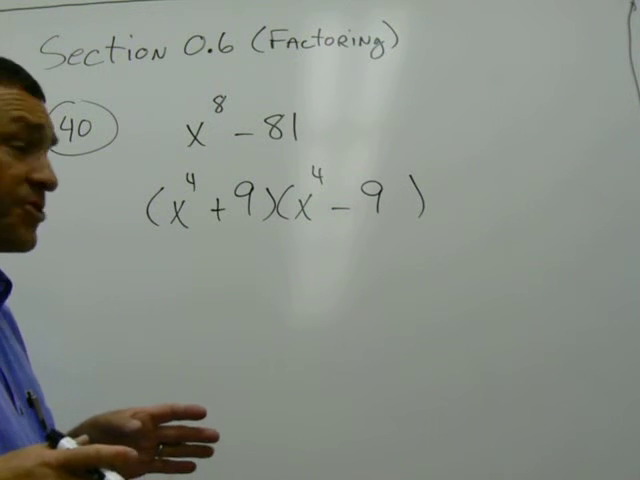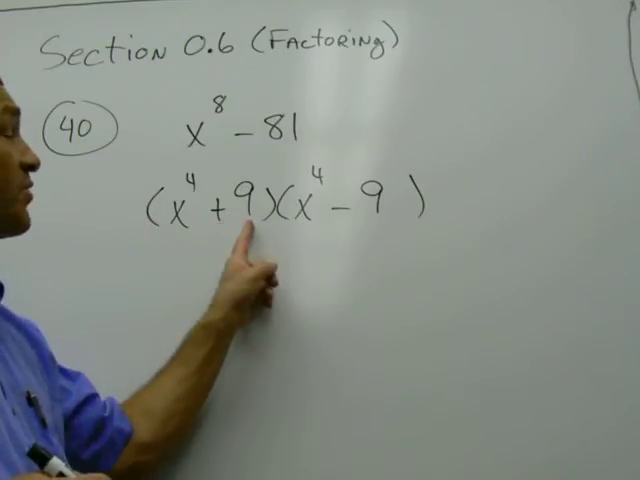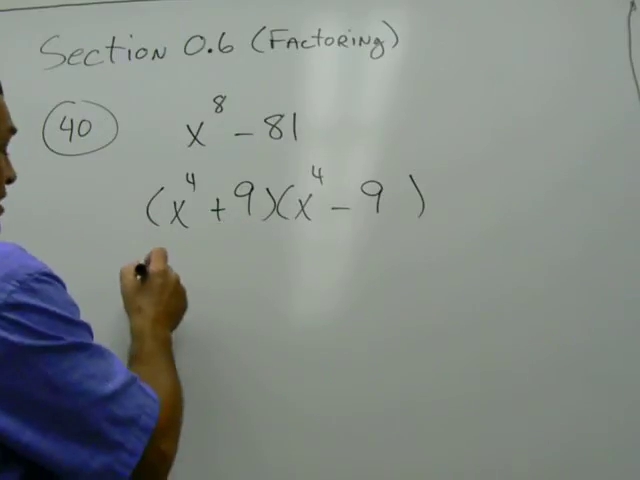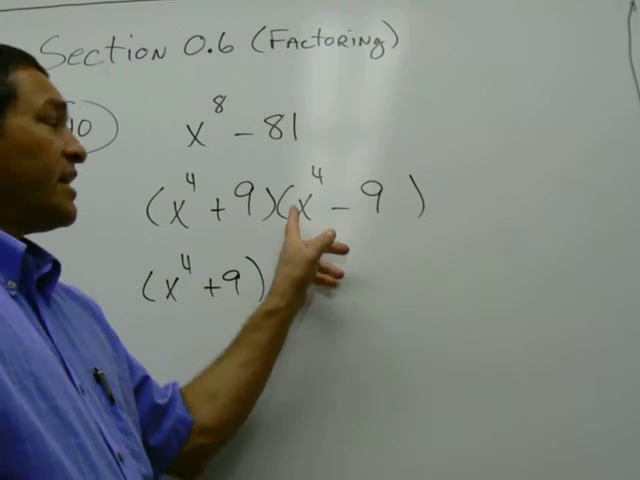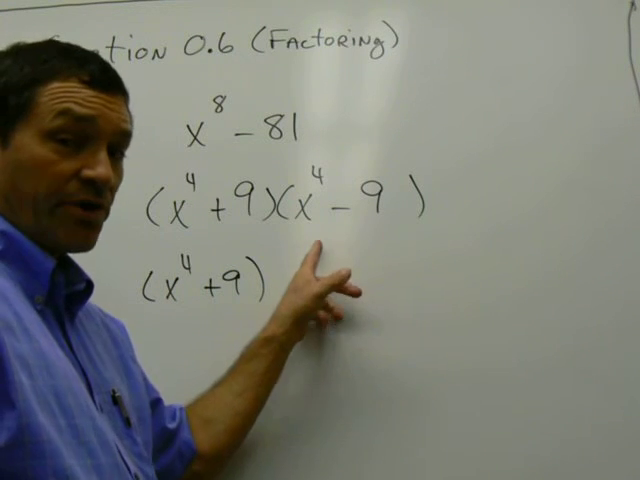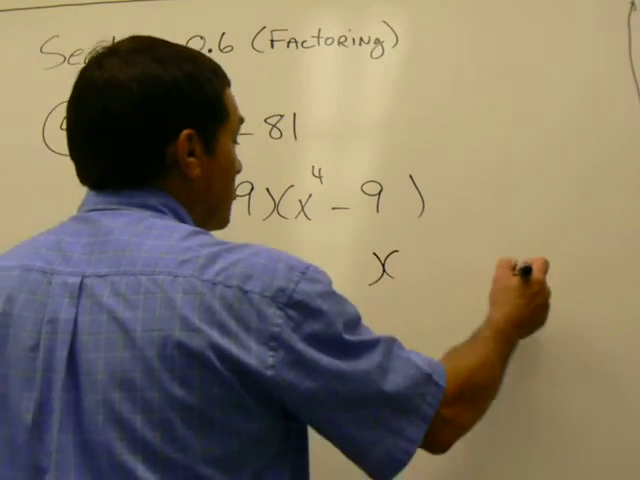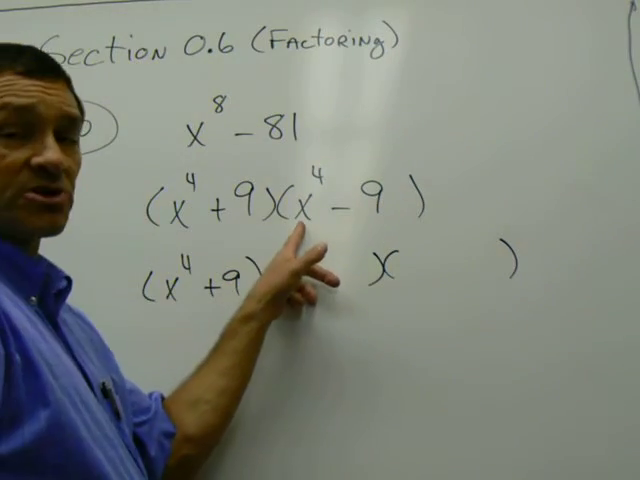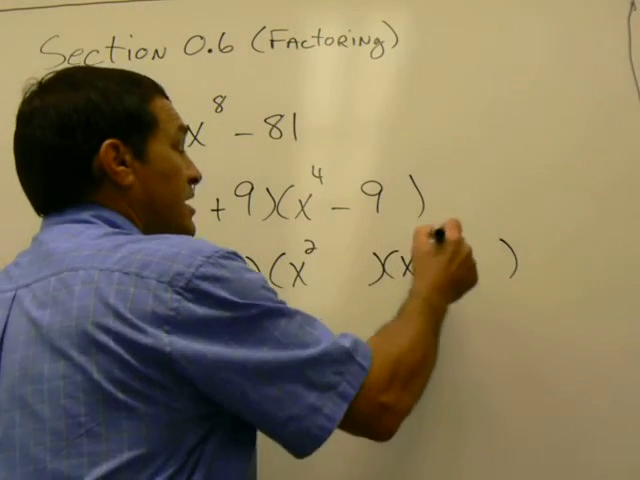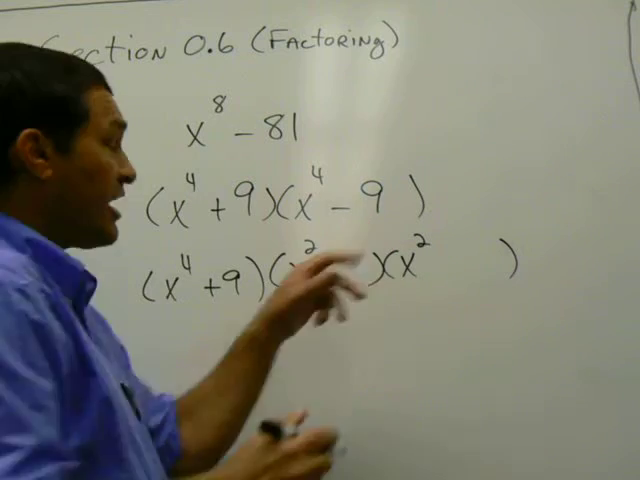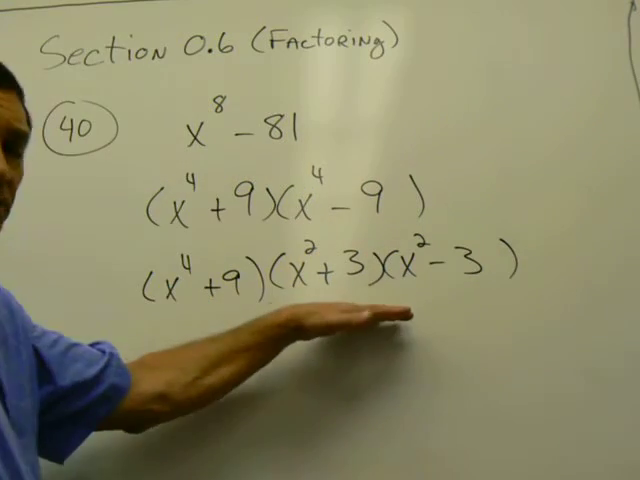Again, you look at what you have, and you're not finished yet. The first factor, x to the 4th plus 9, you can't do anything else with that. I'm going to bring it down and write it just like it is. But x to the 4th minus 9, a perfect square minus a perfect square, can be factored again to a pair of binomials. It'll be the square root of the first term. What do you multiply to get x to the 4th? x squared times x squared. And the square root of 9, one's going to be plus, the other minus, 3 and 3. And there's your final answer.